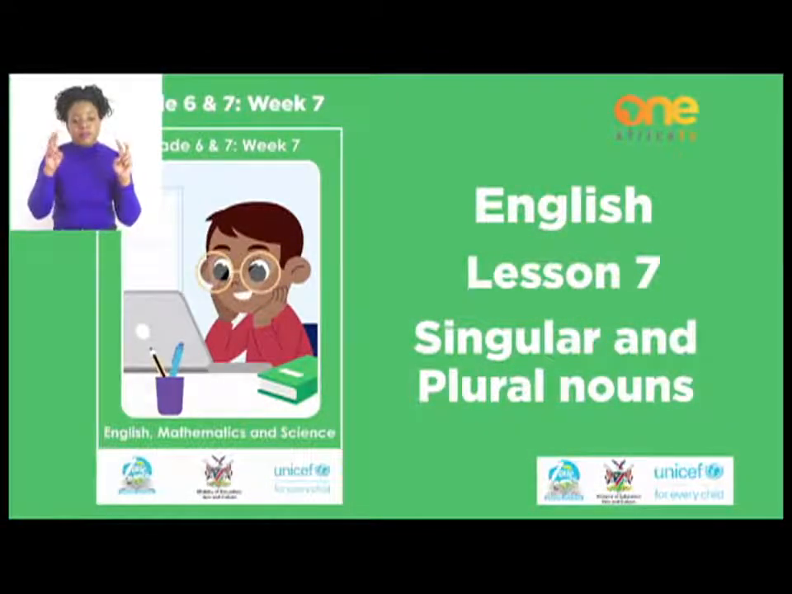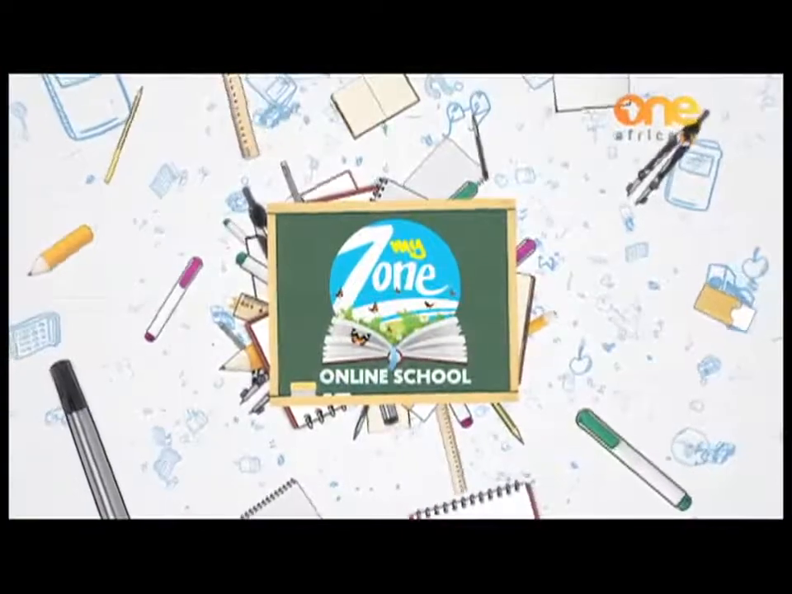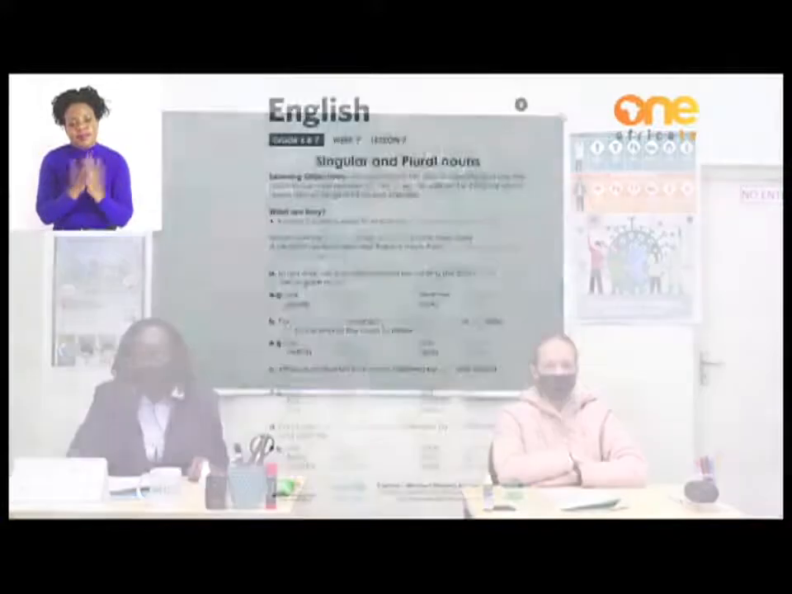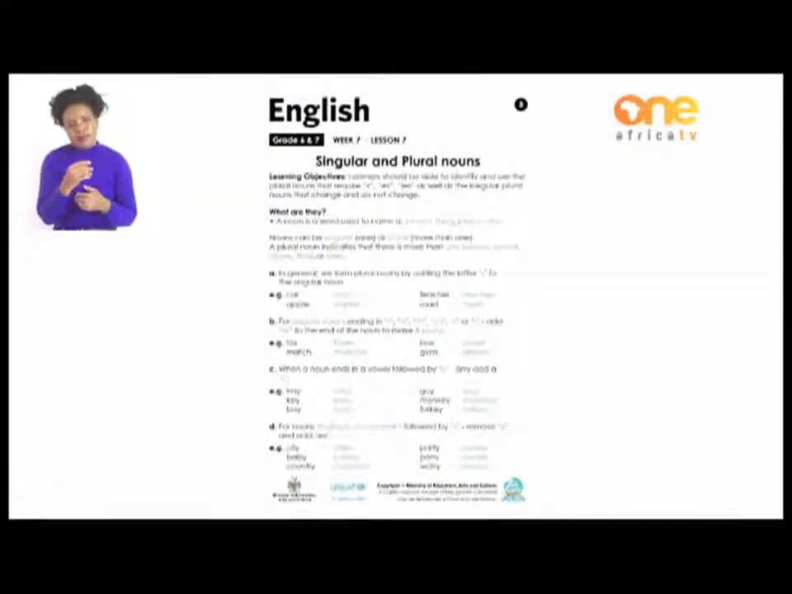Our lesson for today is on singular and plural nouns. Let's turn to page 3 in the booklet, and we start with the lesson. Like we said before, our lesson is on singular and plural nouns. And our learning objective is learners should be able to identify and use the plural nouns that require S, ES, IES, as well as the irregular plural nouns that change and do not change.